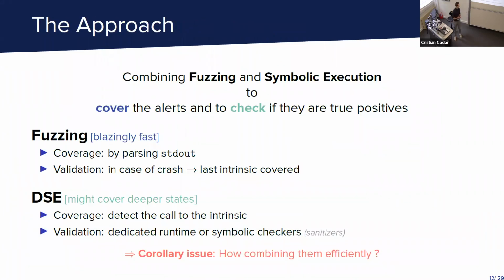So what we do with that is combine fuzzing and symbolic execution. Why do that? Because fuzzing is fast at covering a huge part of the space of the program, but it will not be able to reason about all these interesting functions that we have added. On the other hand, dynamic symbolic execution will be able to do that, and we are able to write dedicated symbolic checkers on these function calls that we are going to hit during the exploration. The corollary issue is how to combine them efficiently, but that's a whole other story.